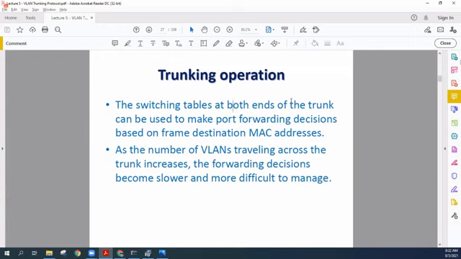Then second point, as the number of VLANs traveling across the trunk increases, the forwarding decisions become slower and more difficult to manage. Yeah, it is obvious again, because the forwarding decisions are difficult to manage at the end, because of the large number of communications.